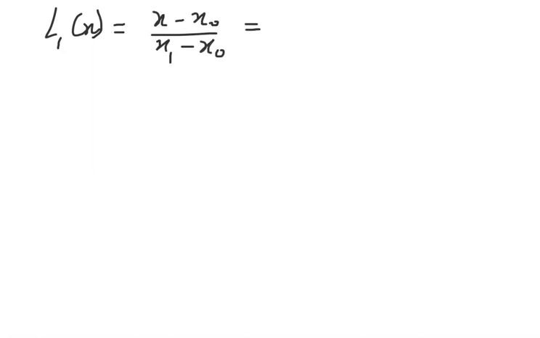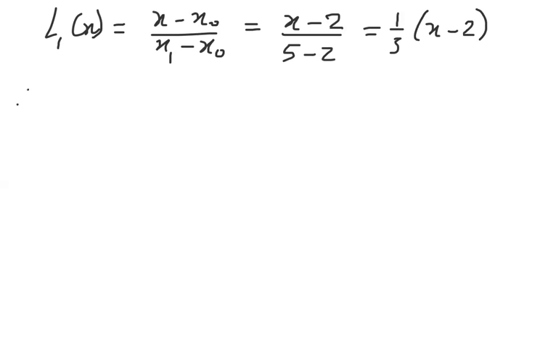And this will just be equal to X minus X naught. In this case X naught is just equal to 2, over 5 minus 2. Now X1 minus X naught: if I evaluate this, I'm able to see that 5 minus 2 is just equal to 3. So I'm going to have 1 over 3 times X minus 2.